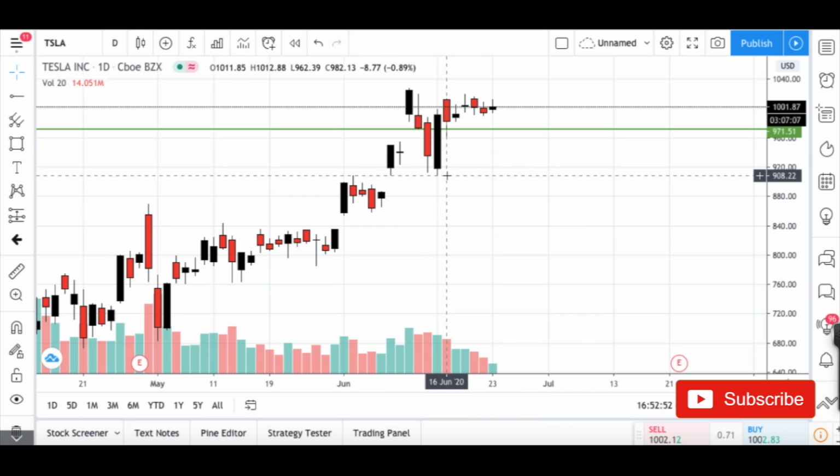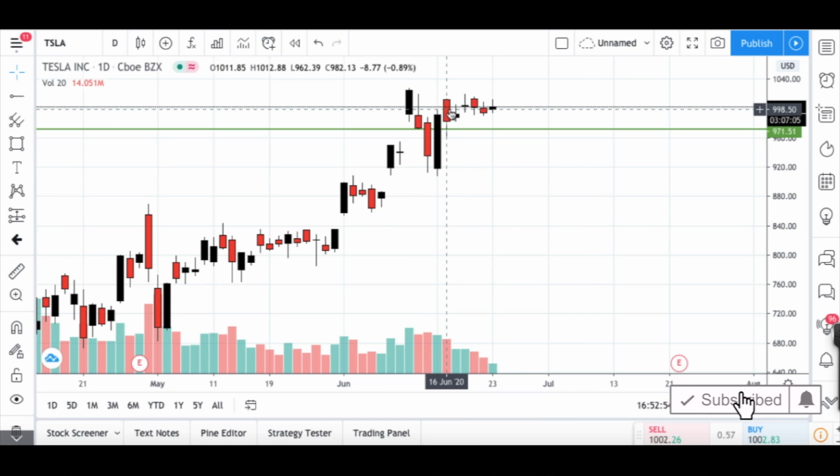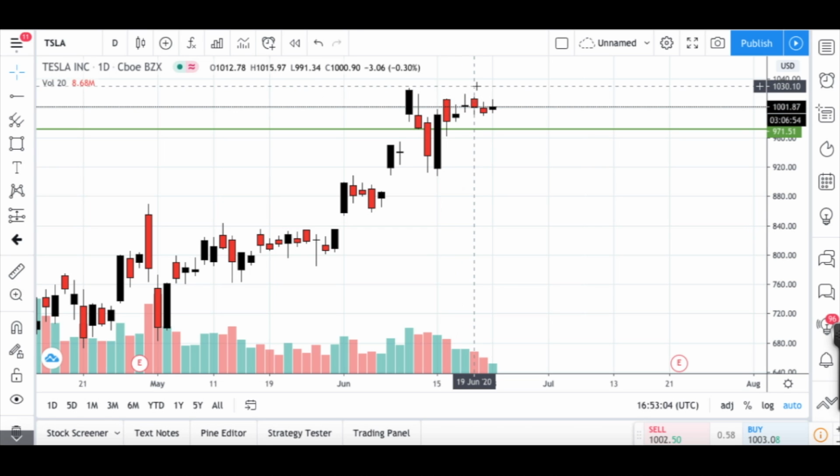But then in the next week, we get this beautiful engulfing bar that closes above. Your signal to enter on this bar is around the 1,000 mark. We are aiming to go at least to $1,028, $1,030. That would be our area to look for profits, or to take some profits.